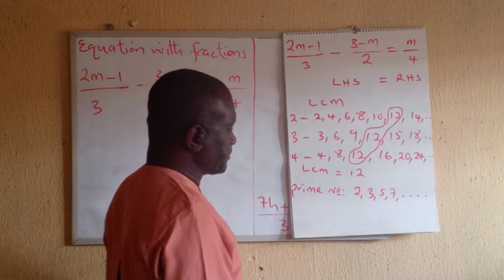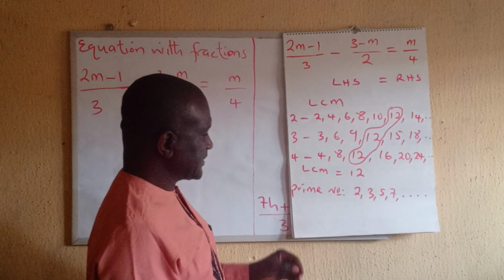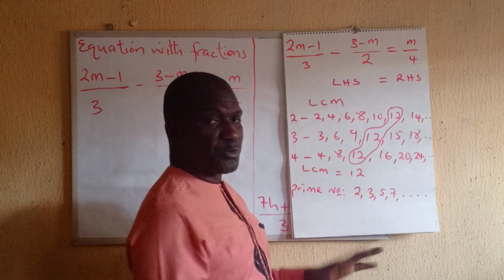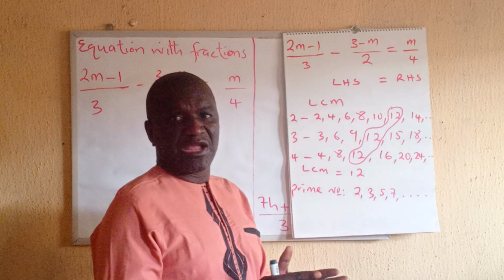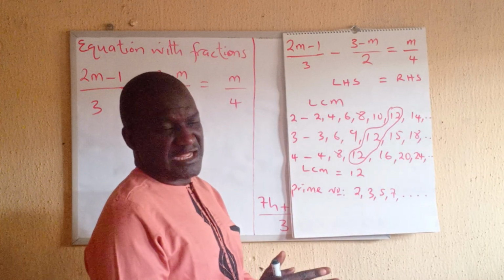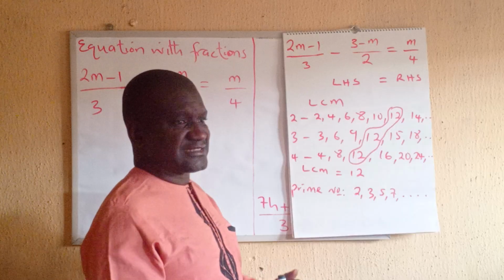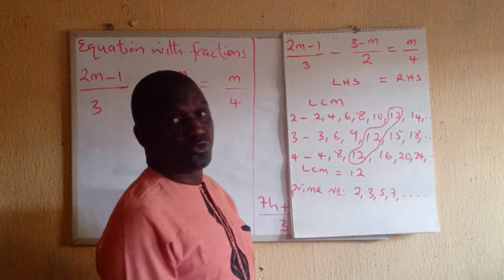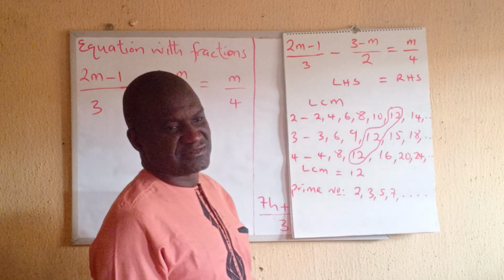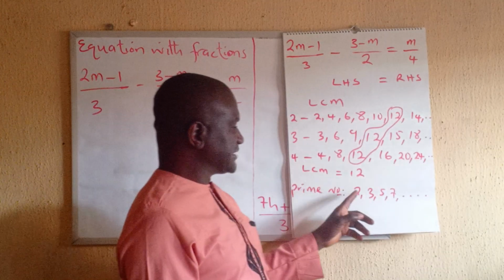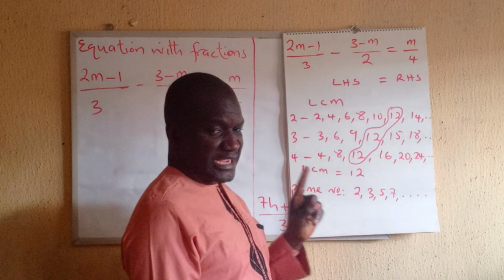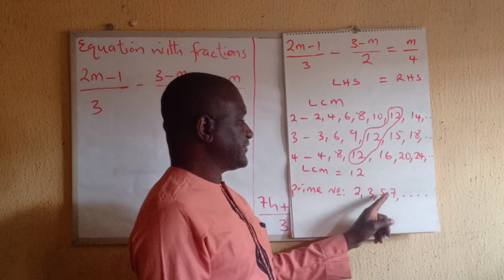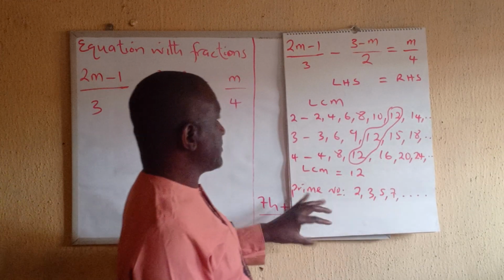Another way is what we call product of prime factors, and you should be able to know prime numbers. Prime numbers are numbers that are divisible by 1 and itself. That means numbers that have 2 factors, that is 1 and itself. Remember, 1 is not a prime number. So 2, 3, 5, 7, 11, like that. These are prime numbers.